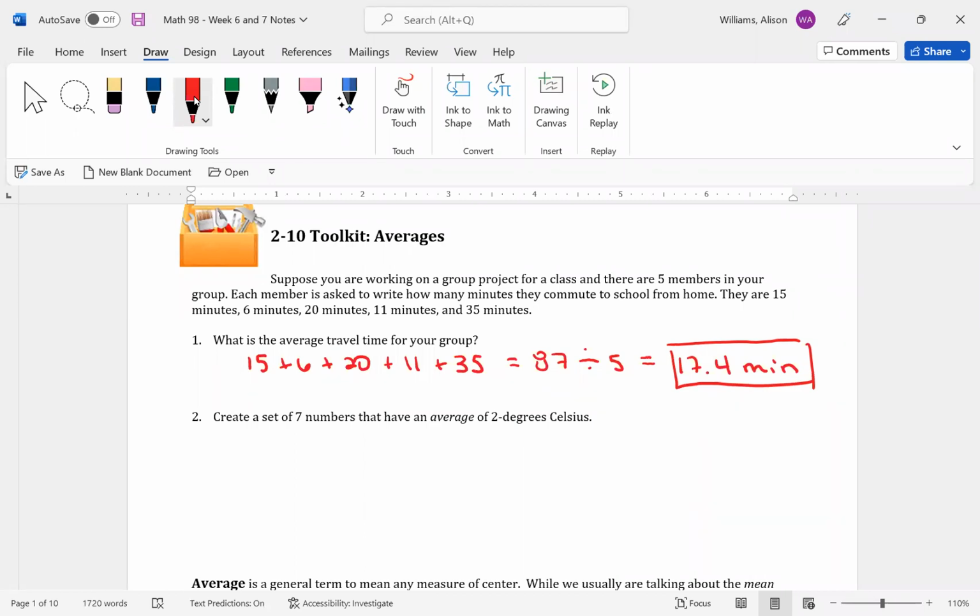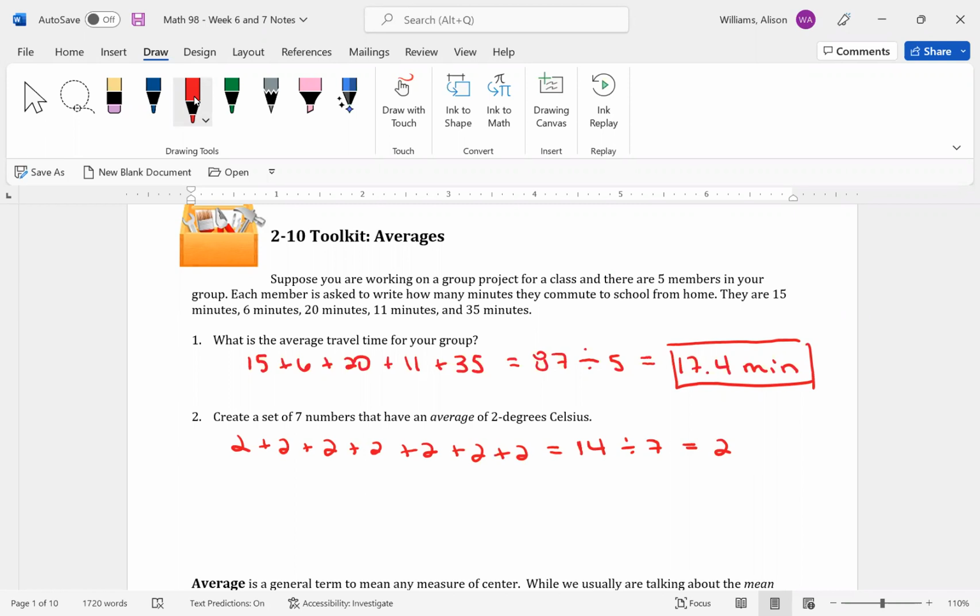In other words, if I took 2 degrees Celsius plus 2 degrees plus 2, 7 times, 1, 2, 3, 4, 5, 6, 7, there we go. Add that up 7 times. That's going to come out to 14. And divided by 7, I'm like, boom, 2. Okay, so 2, 7 times works. Now, it's a little bit of a cheat to make it work.